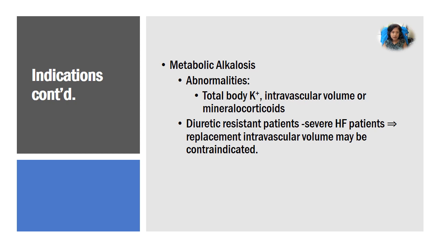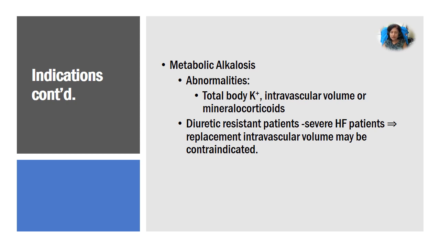Other uses include metabolic alkalosis, which is generally treated by the correction of abnormalities due to potassium, intravascular volume or mineralocorticoid levels in the body. When alkalosis is due to excess diuresis in patients with severe heart failure, replacement of intravascular volume may lead to contraindications, right? So in these cases, acetazolamide can be useful in correcting the alkalosis and produce a small additional diuresis for correction of volume overload.